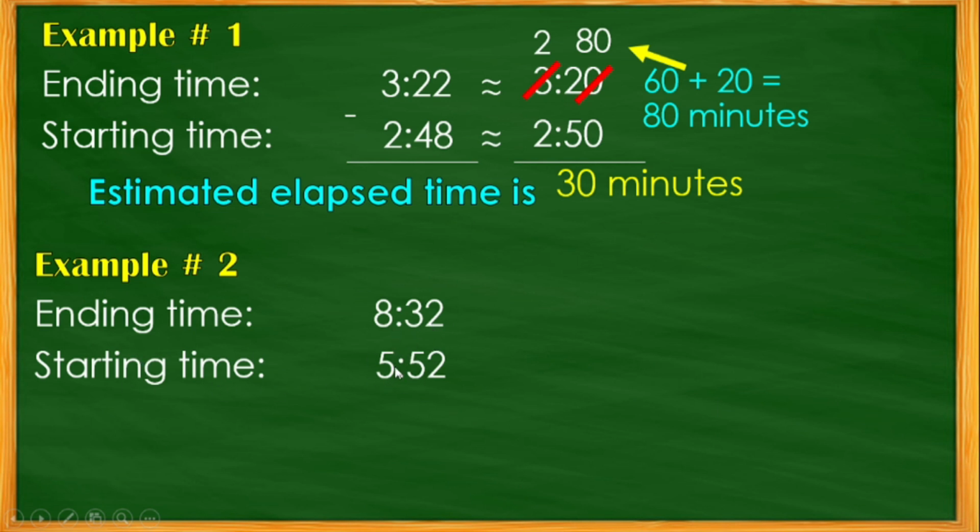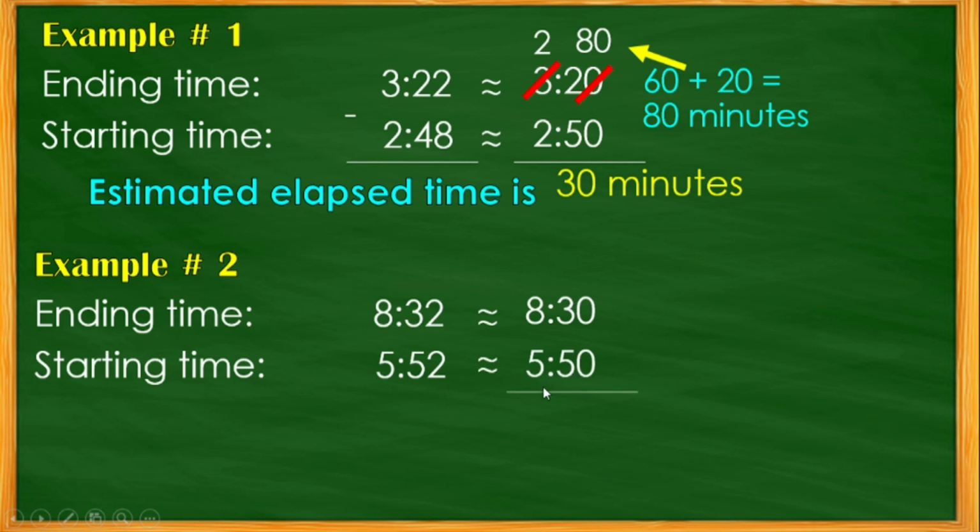And then starting time is 5 hours and 52 minutes. Now, let's have the estimation. Let's round this one. The rounded value for this one is 8 hours and 30 minutes. Then the rounded value for this one is 5 hours and 50 minutes.